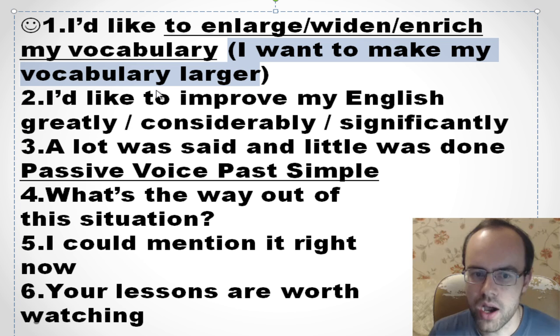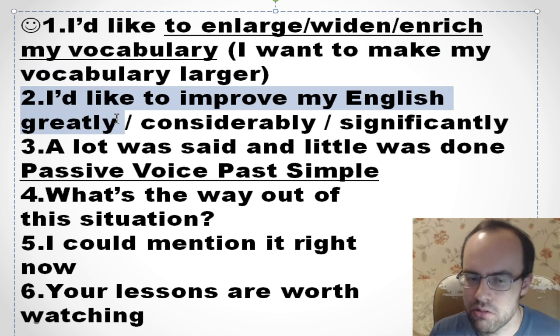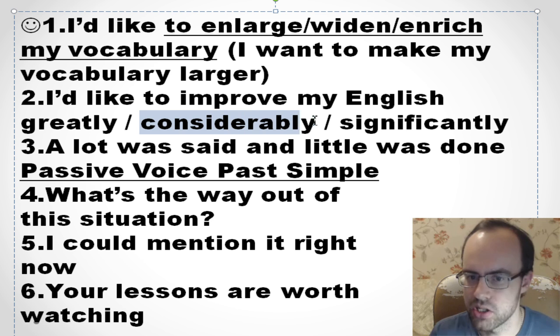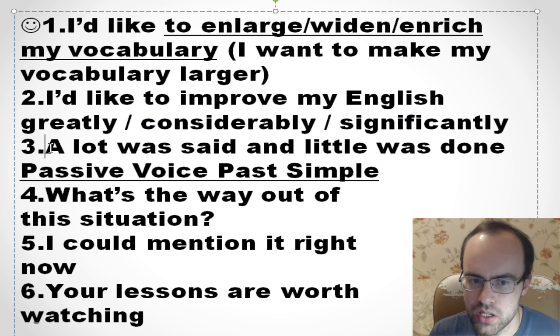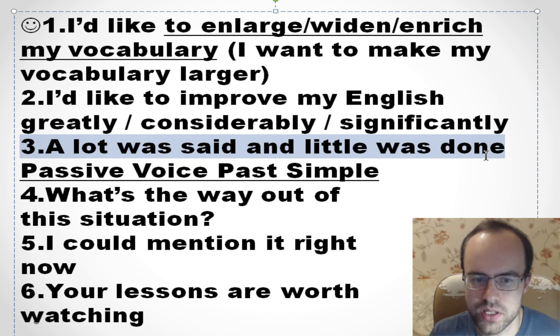Okay, next. I'd like to improve my English greatly, but there are other ways of how you can say it. So considerably or significantly, it means greatly, a lot. So I'd like to improve my English significantly or considerably. Okay? A lot was said and little was done. So it's passive voice, so it was said and done by someone, so you need to use passive voice, so was plus the third form. A lot means it. A lot was said and little was done.